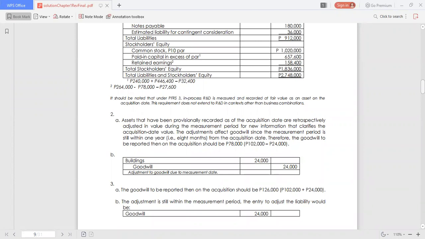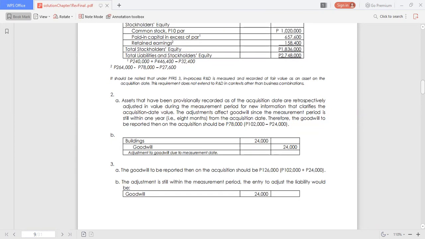So that's the amount of 24,000. Pure Corporation received the final value upon appraisal. So the value of the building is 384,000 against the initial fair value of 360. So this should be added by debiting building, so that makes it 384, and credit back to goodwill, adjustment to goodwill due to measurement date.